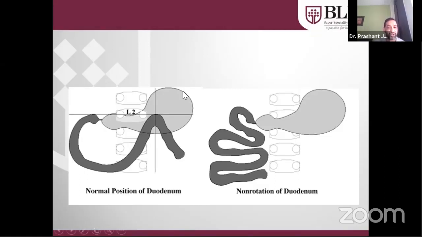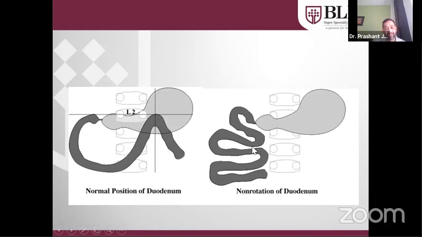Just to make you clear about the anatomy of malrotation, normally this is the stomach. Duodenum starts at the level of L2. This is the first part, the C loop of the duodenum, first part, second part, third part, and this is the ligament of Treitz, which is the duodenojejunal junction, and again, which is at the level of L2. This is the normal anatomy of the duodenum and the duodenojejunal junction.